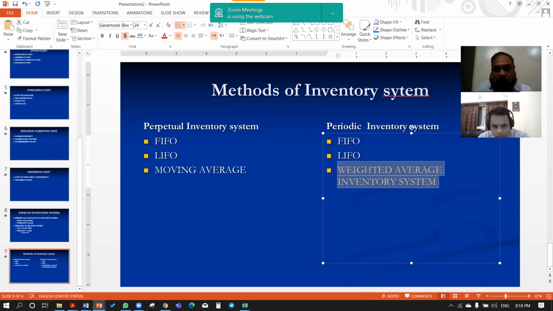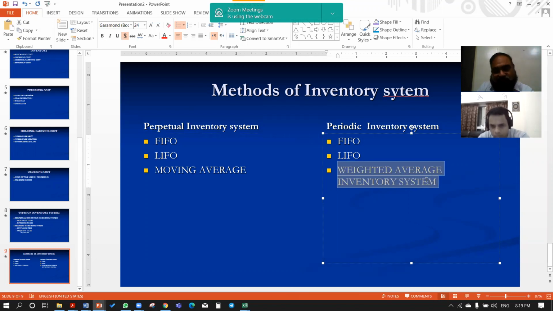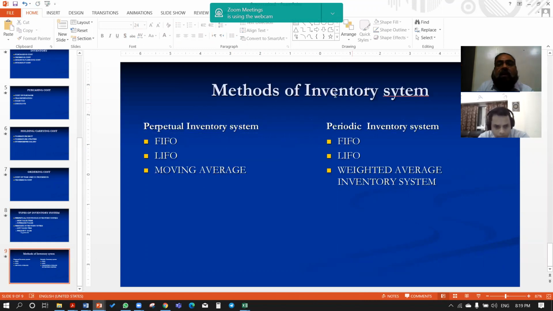Understand? Why moving average? Because in the perpetual system, I told you it is continuous. After every sale, the new rate will be coming. And in the weighted average system, one rate will be used for all. So first we should see that there are two systems, the perpetual inventory system and the periodic inventory system, and under them we have methods of inventory system.